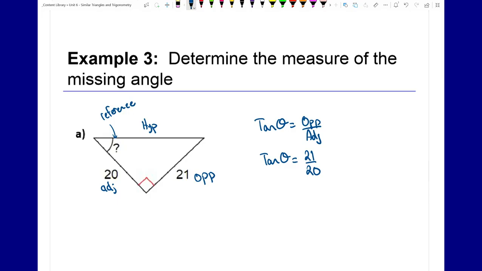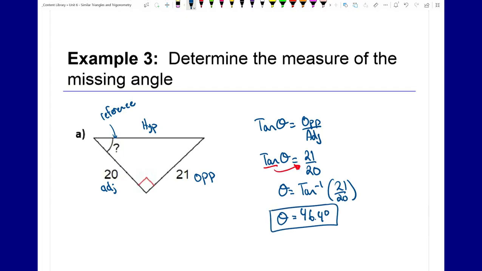Well, now I have something very similar to what we just looked at. So if I want to find theta, I'm going to have to move tan to the other side, where it becomes the inverse of whatever was over there. So the inverse of tan of 21 over 20. And we should get an angle of 46.4 degrees. So that means based on those side measurements, that angle is going to be 46.4 degrees.